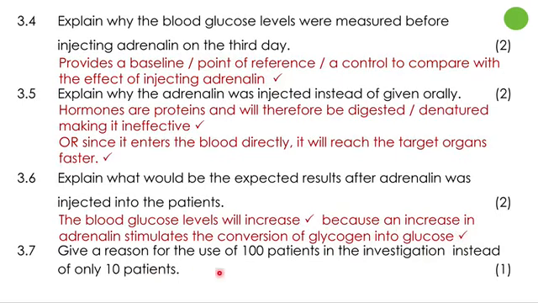Give a reason for the use of 100 patients in the investigation instead of only 10. The more the merrier. That means that we are repeating the exercise. So that means that we are working with the 2 R's, reliability and repeat. That is why we're using more patients. It is more reliable.